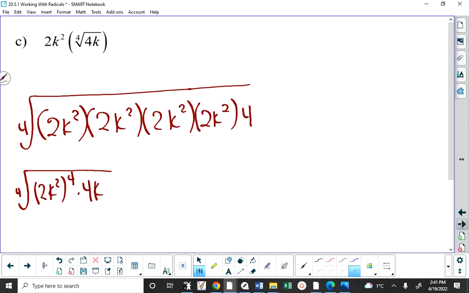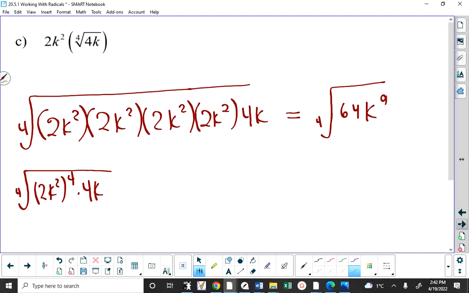If you look here, then you go 2 times 2 times 2 times 2 times 4, which gives me 64, but I think. So it's the cube root. Nope. It's the fourth root of 64, and I get k to the 9.